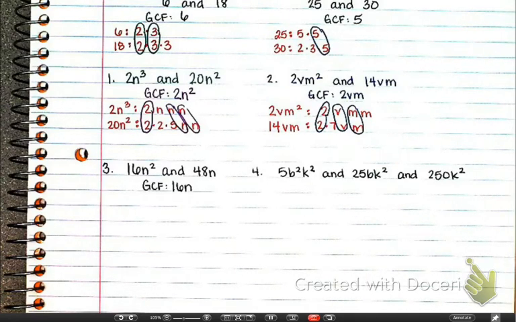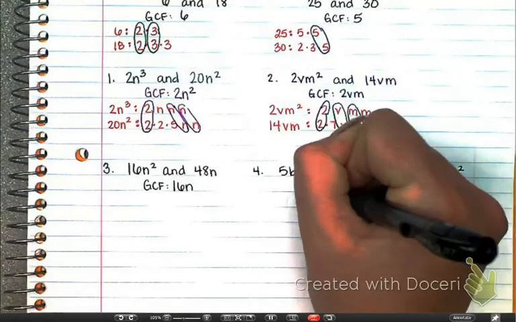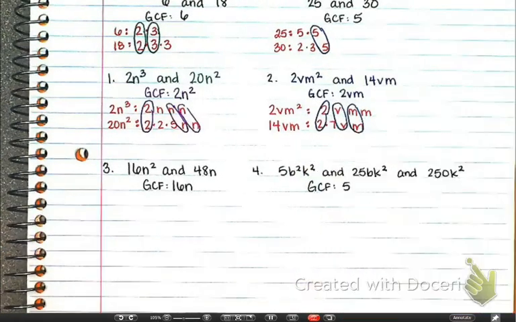What are my factors of 5? 5 and 1, right? So if 5 doesn't go into the other two numbers, then the only number that goes into all of them is 1. Do you understand where I'm coming with that? So does 5 go into 25? Does 5 go into 250? Okay, so that's the largest number that goes into all three.